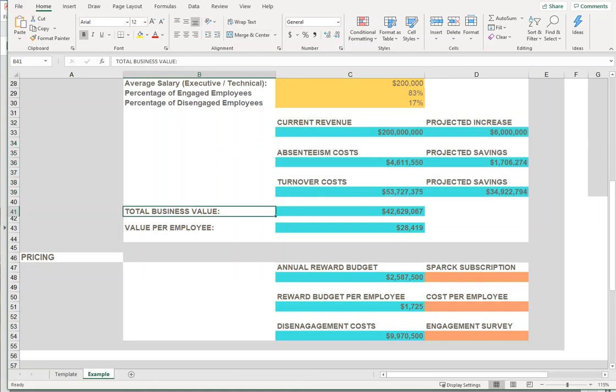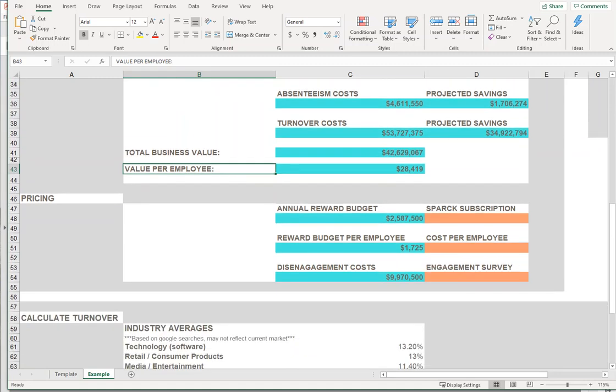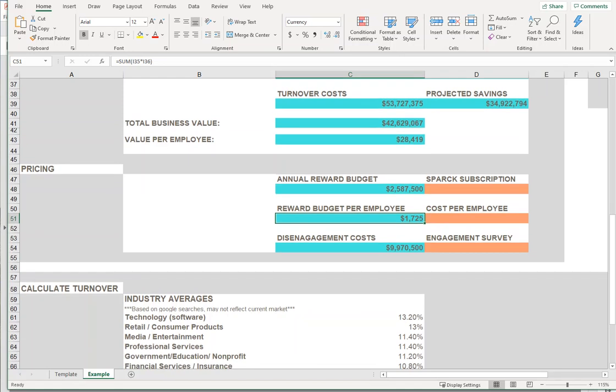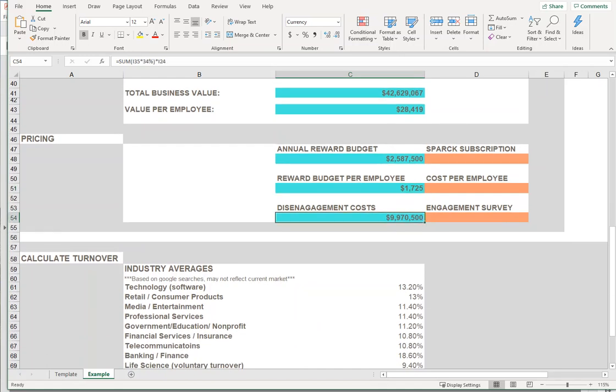This represents the potential opportunity cost based on the revenue, absenteeism, and turnover. We also divide this business value by the number of employees that you have to get the value per employee. Next, the calculator helps you determine a recommended reward and recognition budget based on your company size and industry numbers. This box here then divides that recommended budget by the number of employees to help you get a benchmark per employee. And lastly, this area calculates disengagement costs overall to show you the financial impact that disengagement has on your organization. Again, for all these blue boxes, these formulas are pre-populated for you.